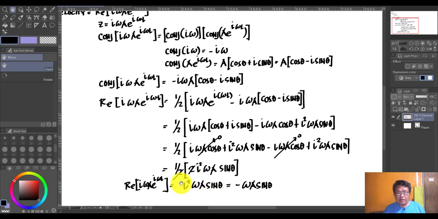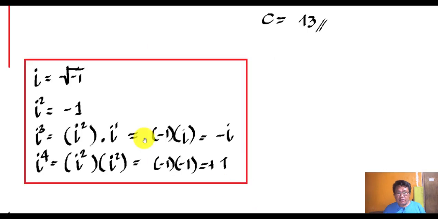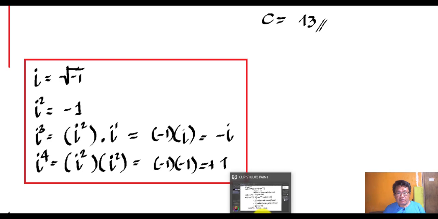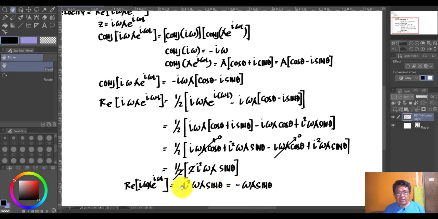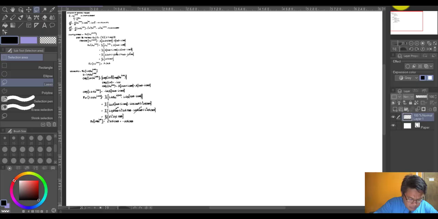Since the value of my i squared is going back, my i squared is equal to -1, so I can substitute that one here, replacing my i squared into a negative value, so I have my real part, which is negative angular velocity times amplitude then sine of theta. So that will be the real part of my velocity.